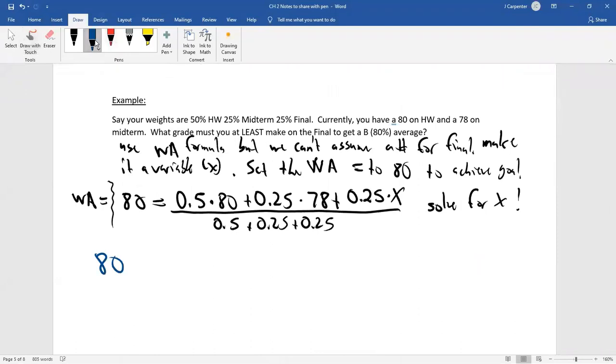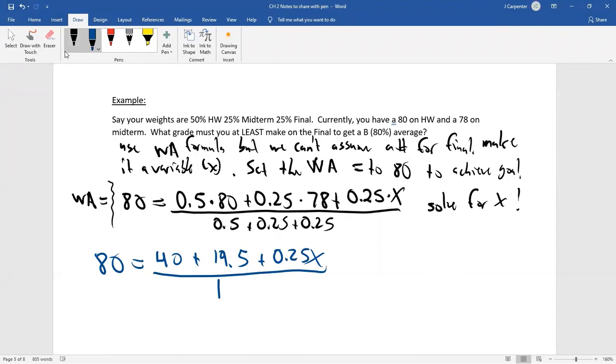So what we had was the 80 equal to the 0.5 times the 8, well, 5 times 8 is 40. That would say it's 400, but there's a decimal, which makes it 40. Plus the 0.25 times the 78 is 19.5. Plus the 0.25 times X stays that. You don't actually get to multiply that out because it's got a variable in it. Then divided by 0.5 plus 0.25 plus 0.25, which is 1.